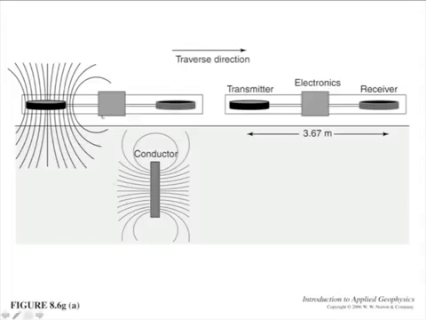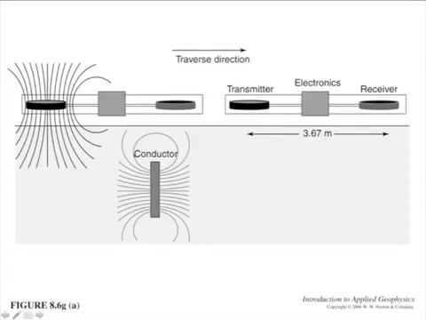So here's actually a model, an inside view of the EM31. It's got a transmitter loop on the left and a receiver loop on the right, and the center of the transmitter loop is 3.67 meters from the center of the receiver loop. It's kind of an awkward thing to carry around, but you don't have to stop and pound in stakes everywhere. You just walk around and try not to get thrown off balance by this 3.67 meter long pole that you're carrying around horizontally.